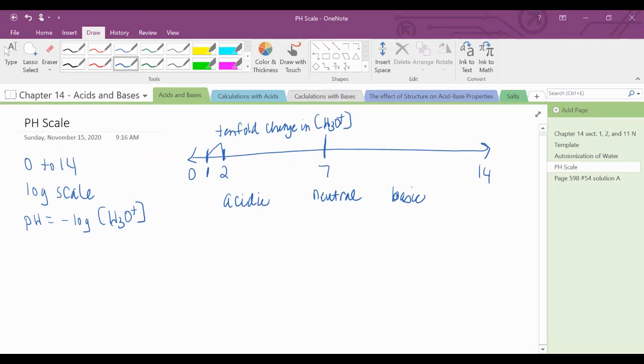Okay. And so if I'm moving from a pH of 1 to a pH of 2, my concentration is decreasing by a power of 10. So that means the lower the number on the pH scale, the more acidic it is.